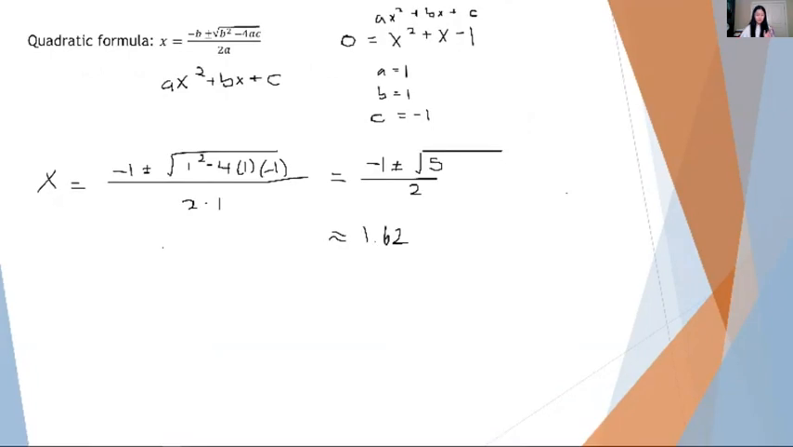But if it's a negative, then the answer is negative 1.61. We know that it can't be this negative one. So then our answer for x is just 1.62. This is a very difficult topic to be talking about. So if you guys have any questions, do you guys have any questions?